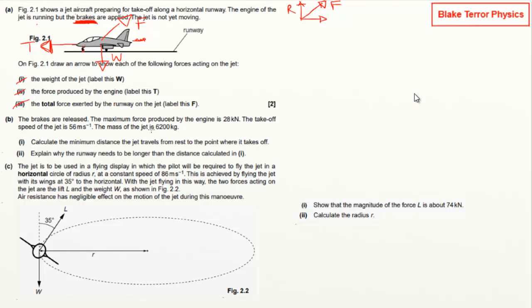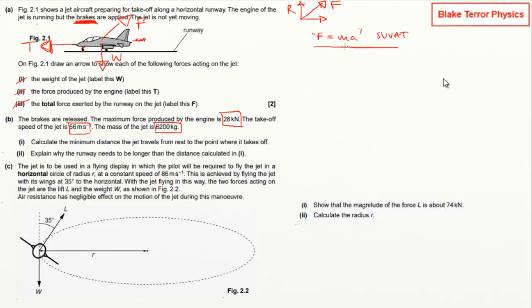The brakes are then released. The maximum force produced by the engine is 28 kilonewtons. Takeoff speed is 56 meters per second, and the mass of the jet is that. Calculate the minimum distance the jet travels. Okay, people approach this in different ways. Some do F equals ma and then assume that.